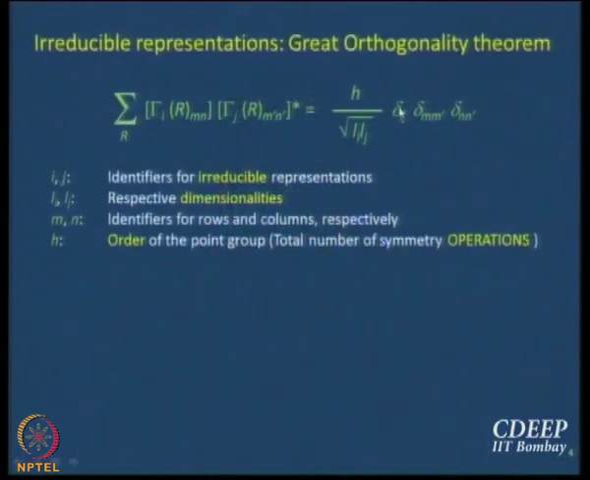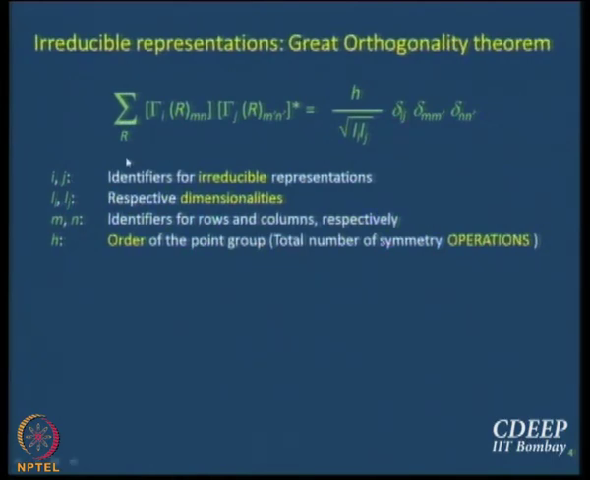If i equals j, then this is 1, and once it is 1, it is a multiplication by 1, so you do not have to worry about it anymore. When m equals m dash, this delta is 1. When n equals n dash, this is equal to 1, right. So when all this is satisfied, what do you have on the right hand side? You have h divided by the square root of l_i squared actually. Square root of l_i is what? l_i squared, square root of that.